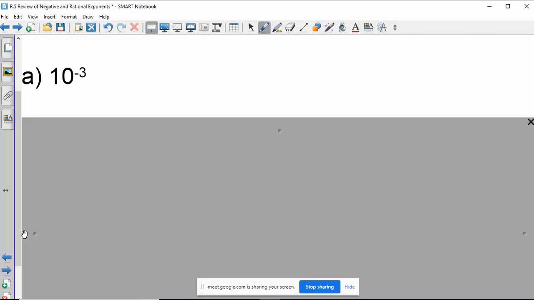So first example, 10 to the negative 3 power. What does a negative exponent mean? Changed floors. So this is just 1 over 10 to the 3rd. And we could even simplify 10 to the 3rd, which means 10 times 10 times 10, which would give me 1,000.